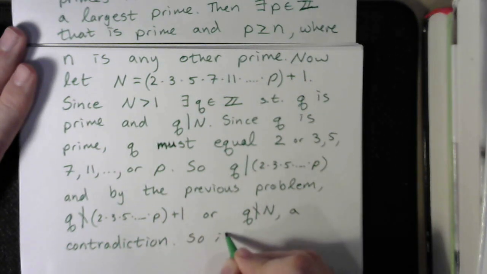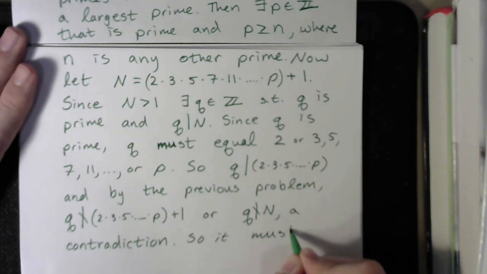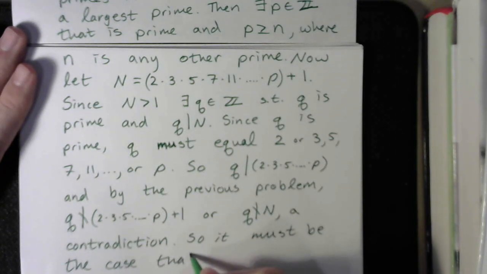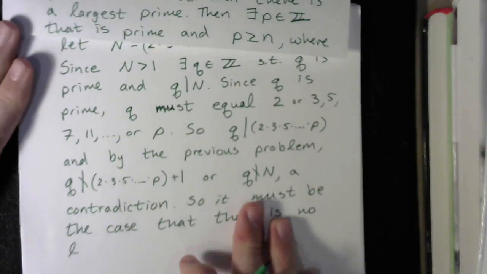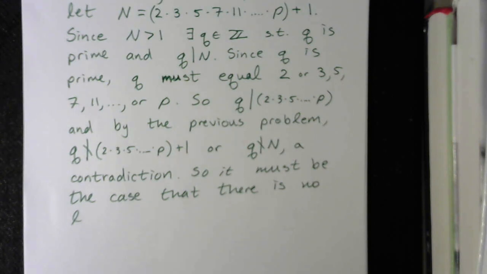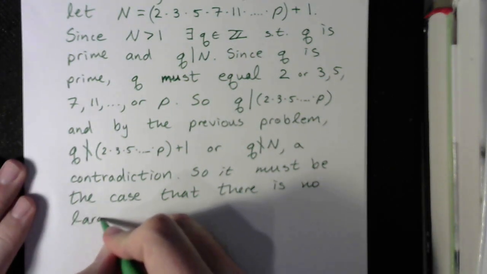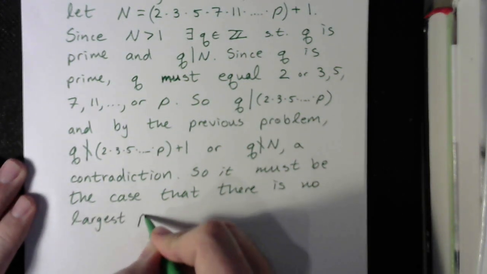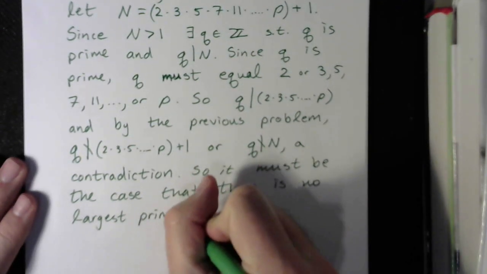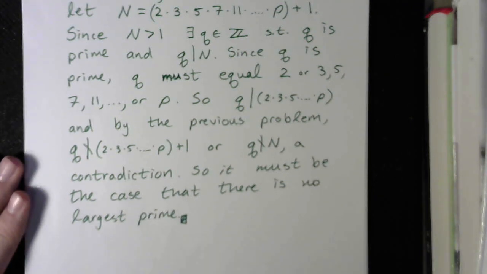And therefore, it must be the case that there is no largest prime. And that's the end of the proof.